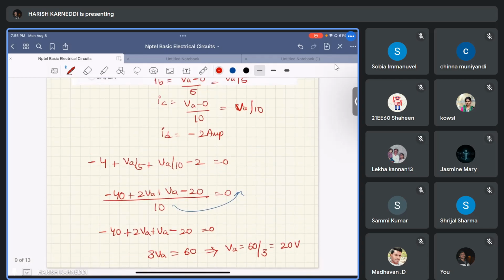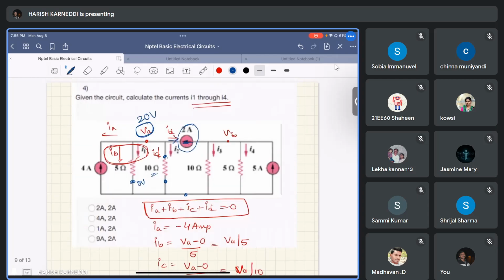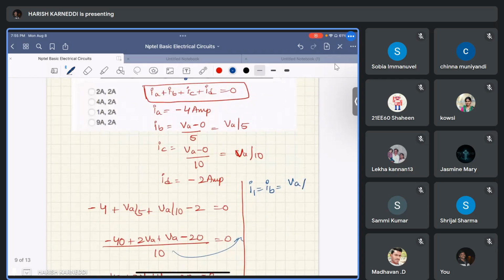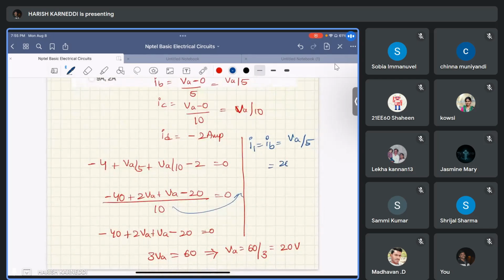So I'm writing here, I1 equal to IB in our direction. That is VA by 5. That VA is 20 volts by 5. That is I1 equal to 20 by 5, which is 4 amperes. So I1 equal to 4 amperes.